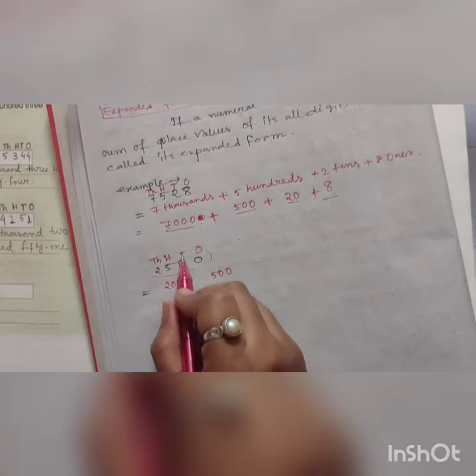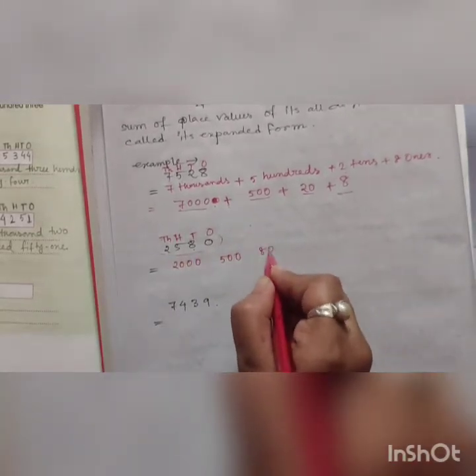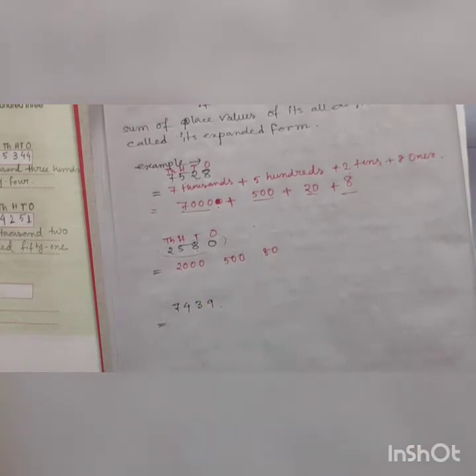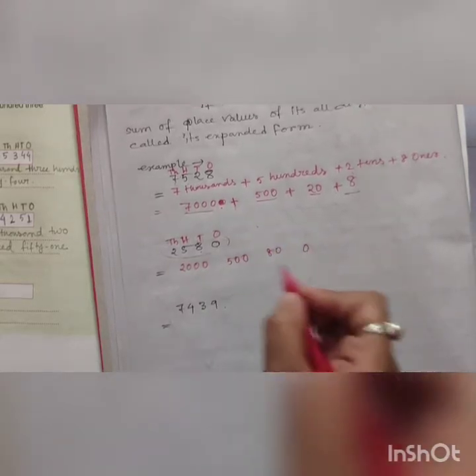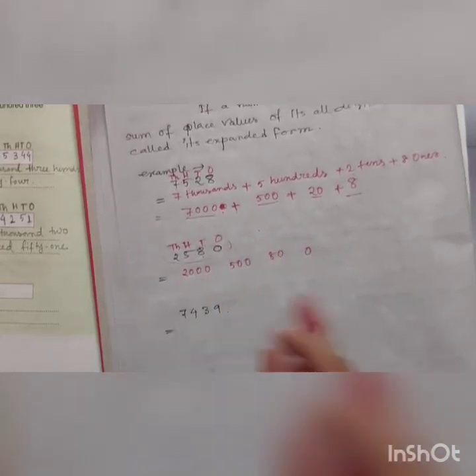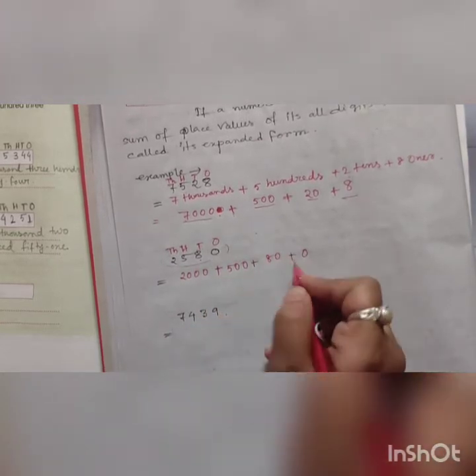8 is in tens place, so the place value of 8 is 80. And the place value of 0, as you know, is always 0, so the place value of 0 is 0. And if we write the place value as sum, then we will get the expanded form.